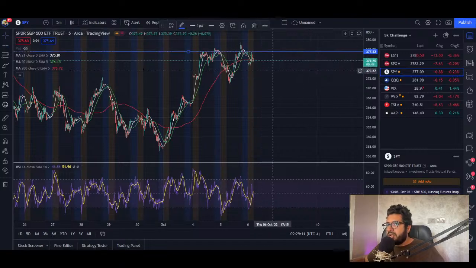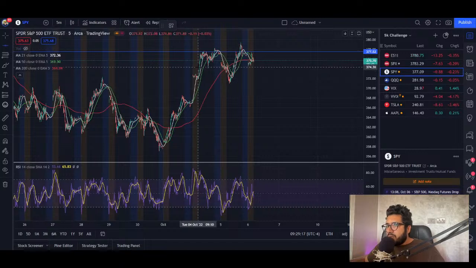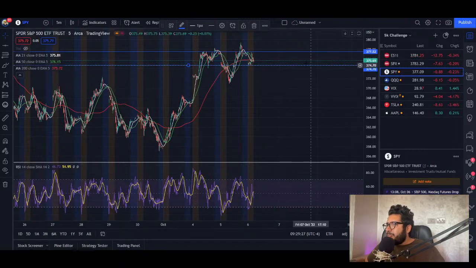Yeah, we can put this line here as a resistance. So 377.5 has been resistance. What else do we have here? This is weak support. Can we put this as support? We can. Still very weak support here. So this line is not make or break for me, right?